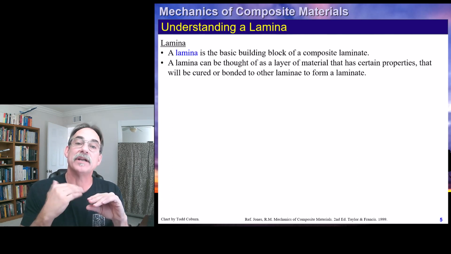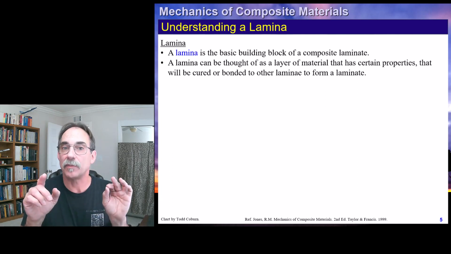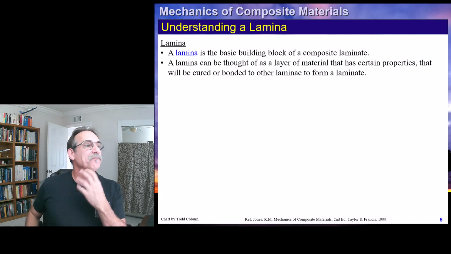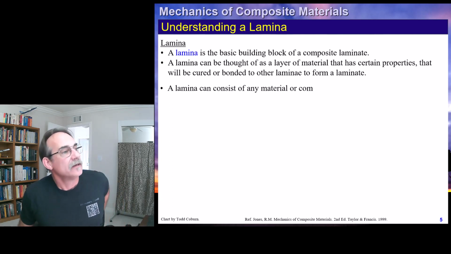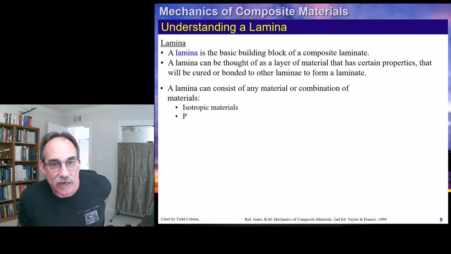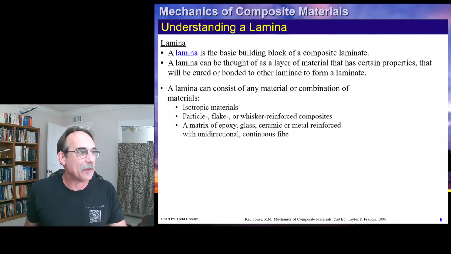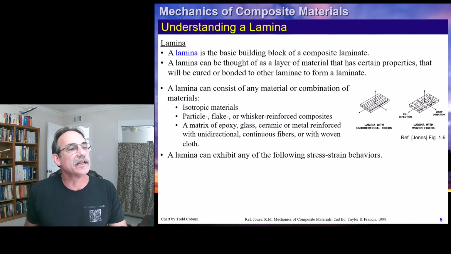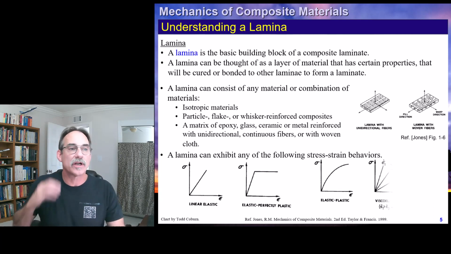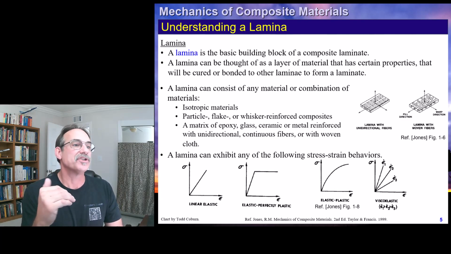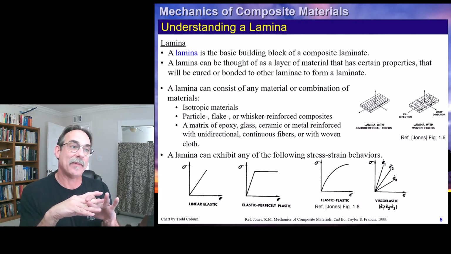Once we have the properties of each and every layer, then we can start applying our classical lamination theory to evaluate the laminate itself. Okay? So we can actually put any old material in each layer. Here's a few examples of those. Here's a little picture out of Jones' book where we see a unidirectional lamina versus a woven lamina.